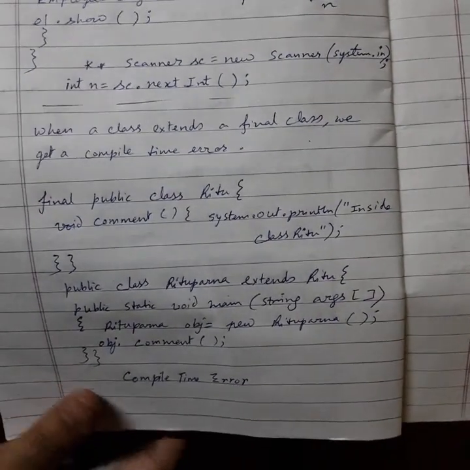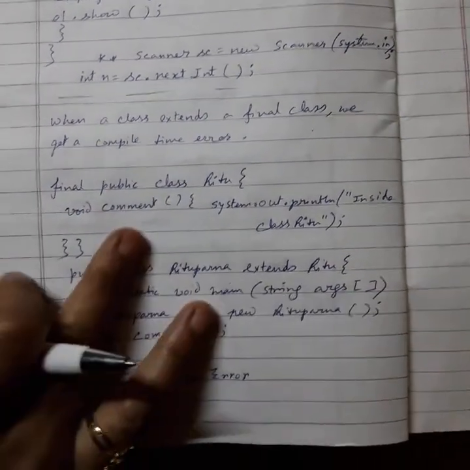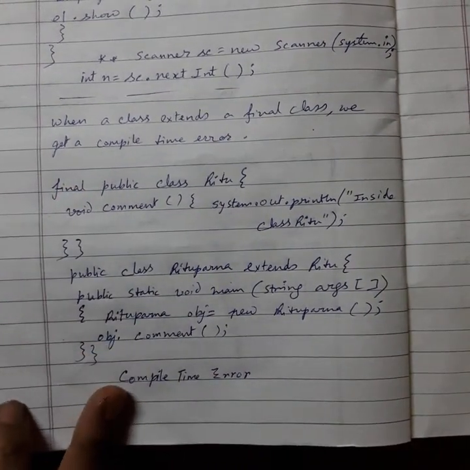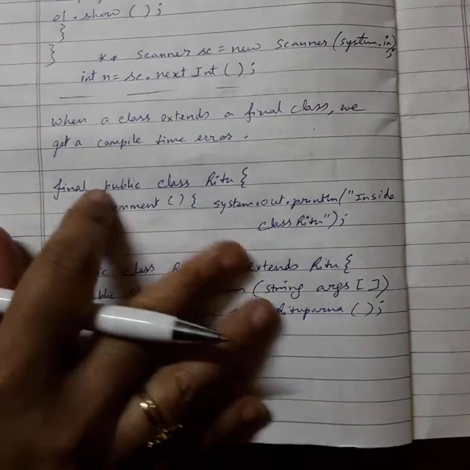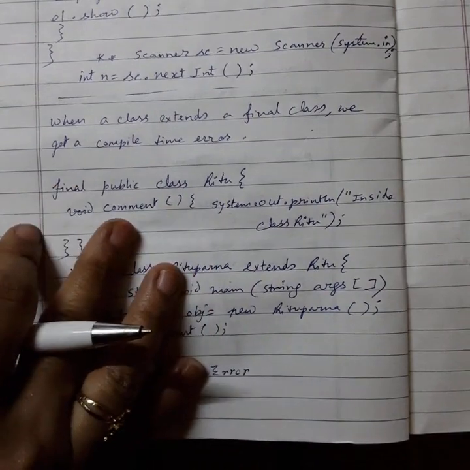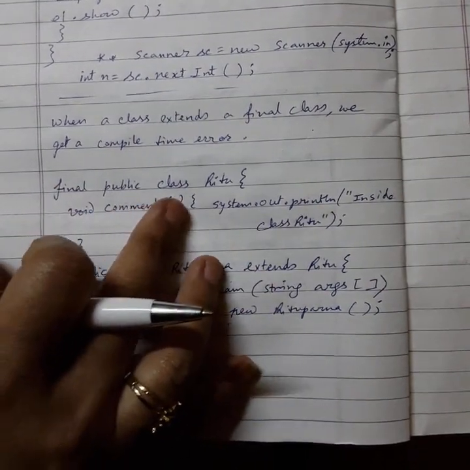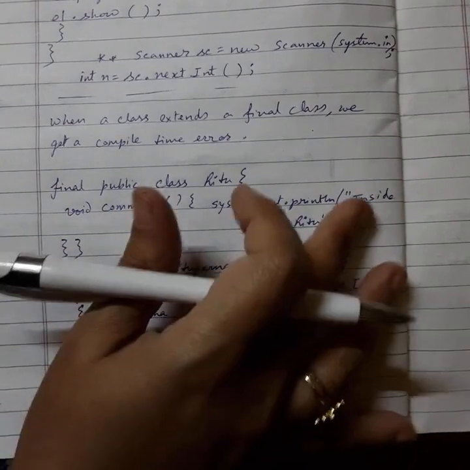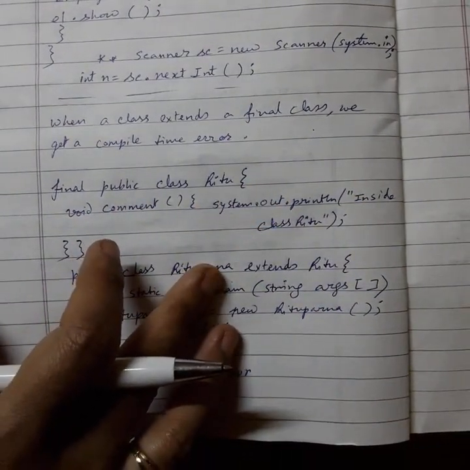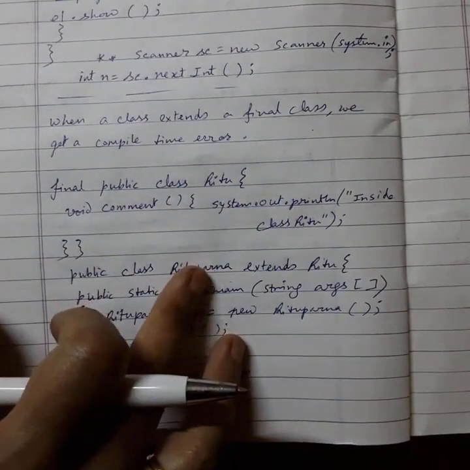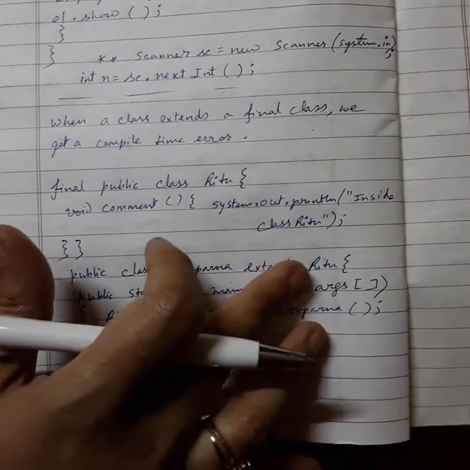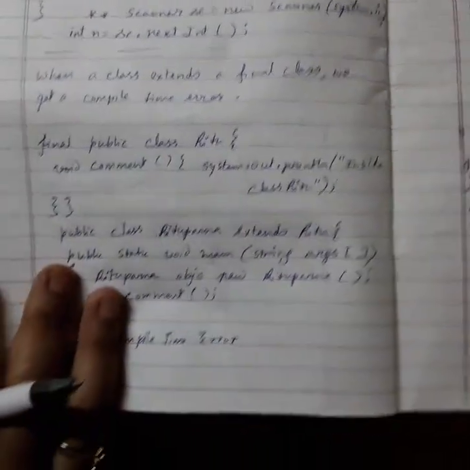Now we use a final keyword with a class and show what happens if we try to extend a class declared final. So we have got a public class Ritu and we declare it final, and we have got a method here, comment, displaying a message, I am inside class Ritu. And we have got another class Rituparna, that is my name. There is a short form and that is the full name. So this class extends Ritu, and we have got a main method here.